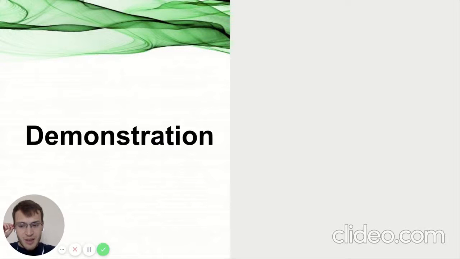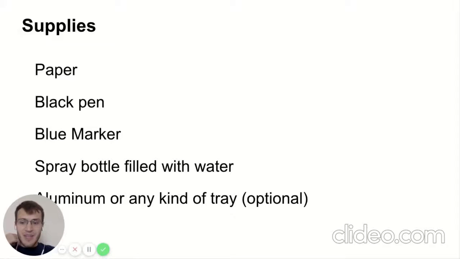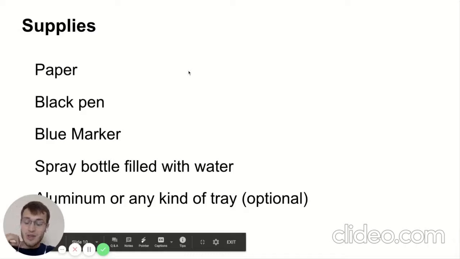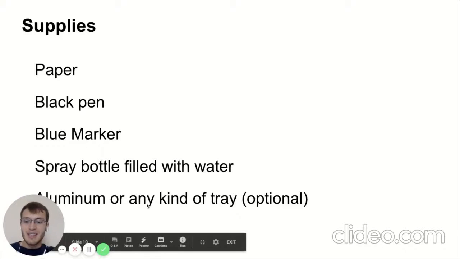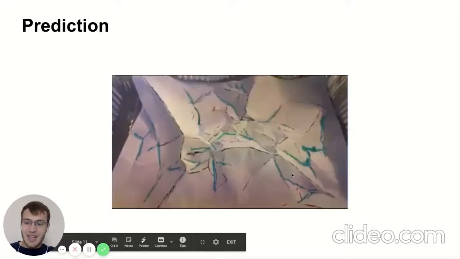So to introduce watersheds, we're actually going to watch a demonstration. Again, you don't know yet what a watershed is, but soon you will. And as you watch, some supplies that were needed for this demonstration were paper, a Sharpie, a blue marker, a spray bottle filled with blue water, and an aluminum tray.